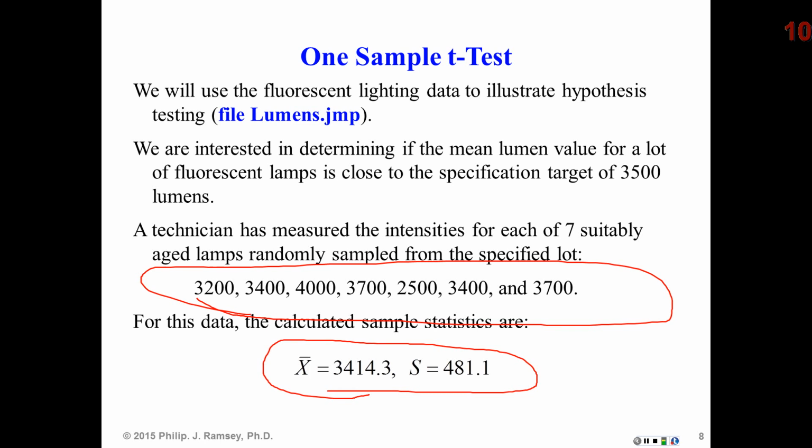The question is, is 3,414 close enough to 3,500 that 3,500 may indeed be the true mean? In other words, are they close enough or in agreement, in sufficient agreement, that it lends support to the null hypothesis? Okay. So I have the average, and then again notice the standard deviation is relatively large. In other words, the average variation lamp to lamp is almost 500 lumens, which is quite large, but that's the reality based upon the data.